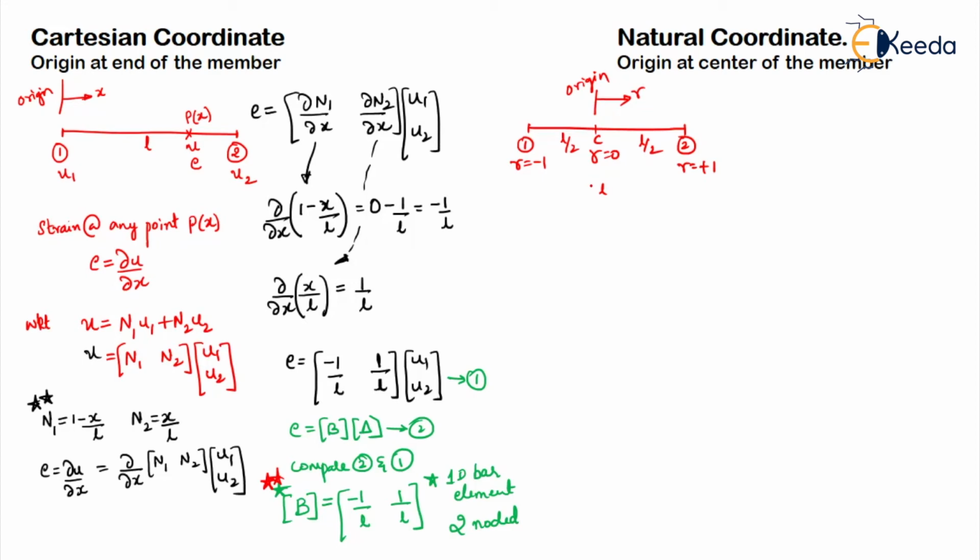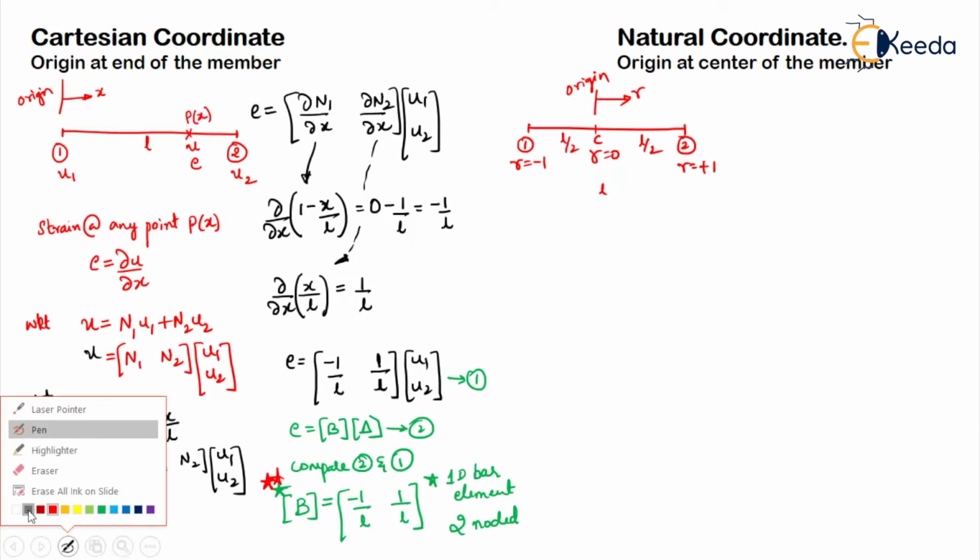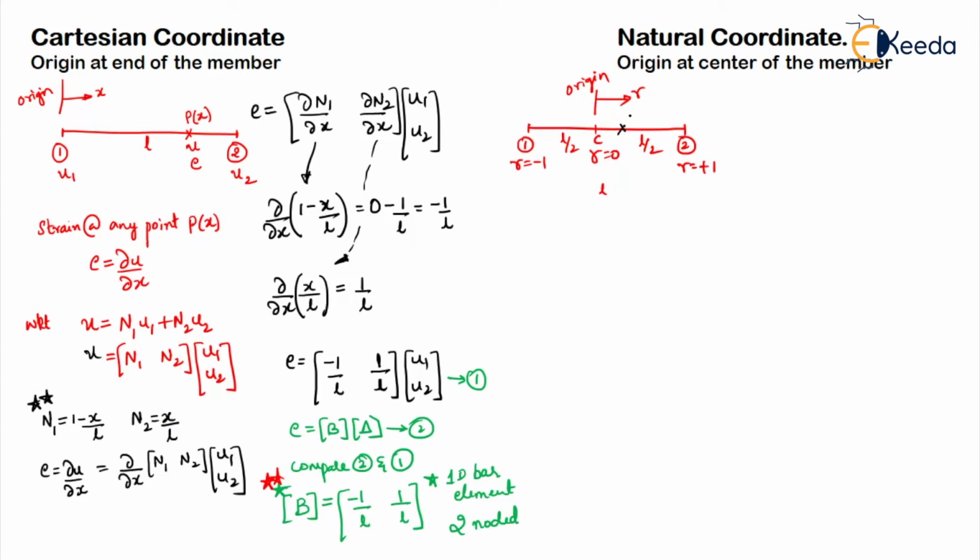Okay. Then what else will you need? So now again what we'll do, we'll take a point P somewhere at a distance R. So the displacement here will be U and the strain here will be E. Okay. So the same U equation will work here also. So till here it is the same.